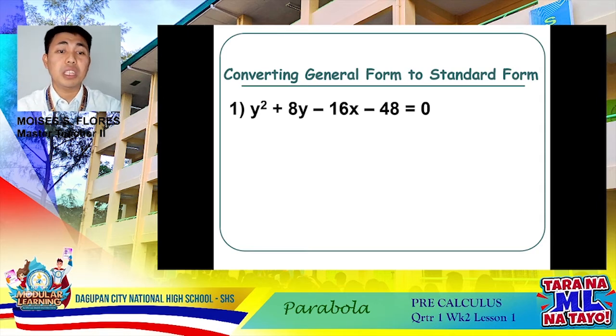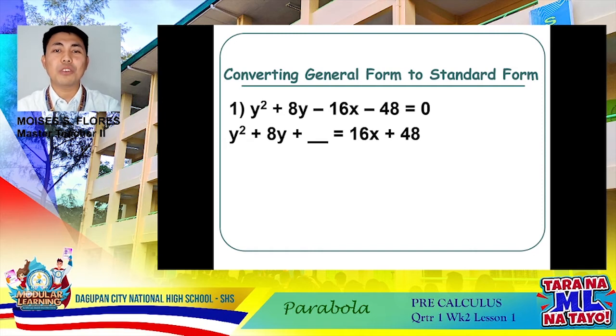So meaning in this example, y is on the second degree, so therefore y squared and 8y should remain on that side, and then 16x and 48 would be written on the other side, considering the sign. Okay, so there you have it. Now you notice there we have a blank.